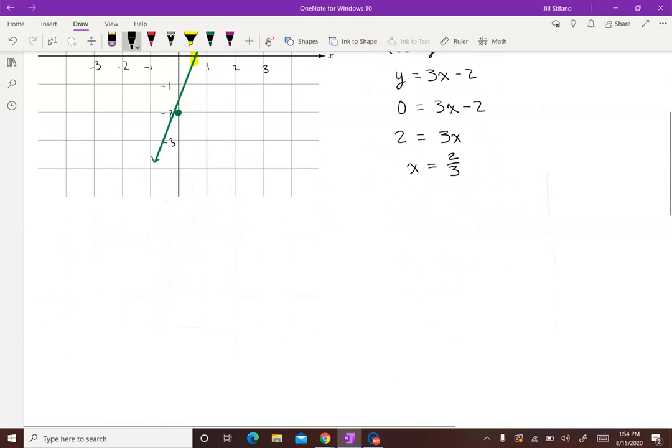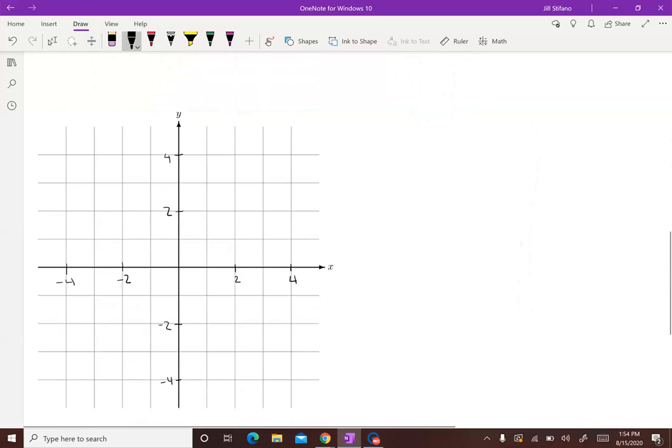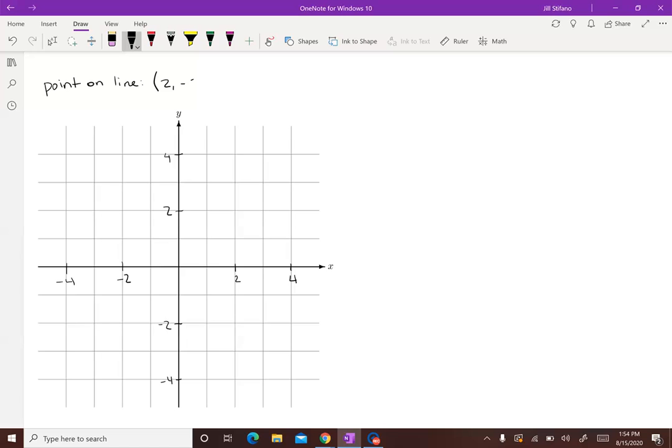For our next example, we will use slightly different pieces of information. For this one, we're given a point on the line, (2, -5), and its slope is -3.